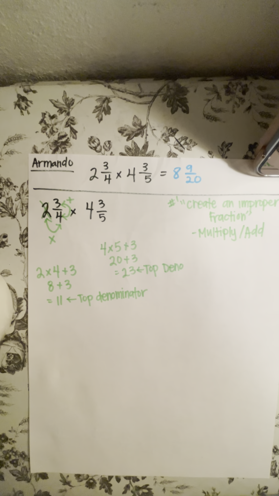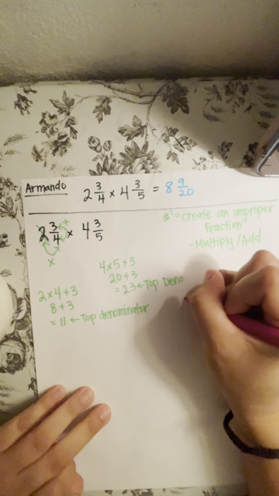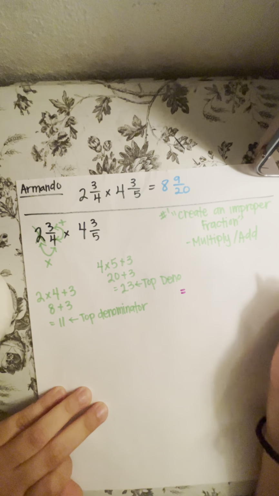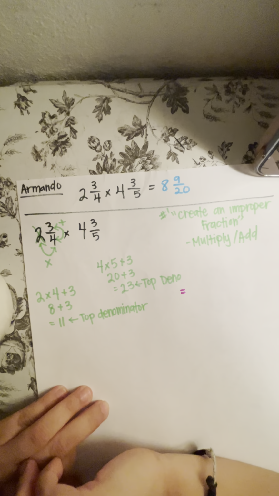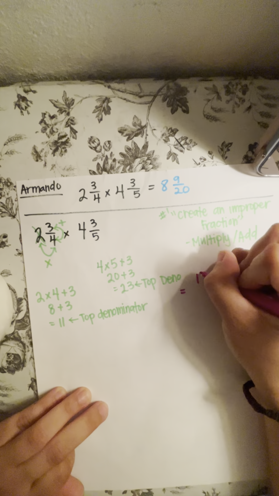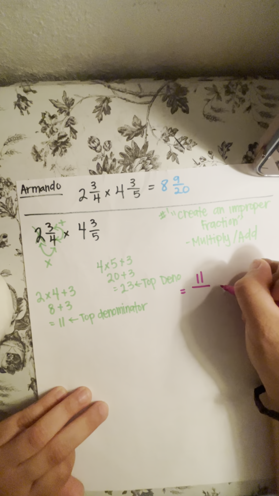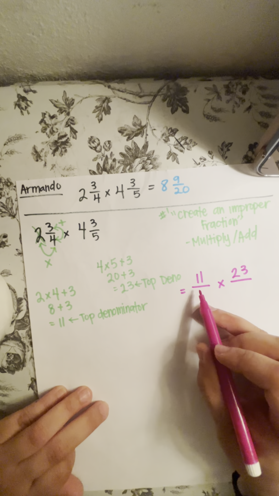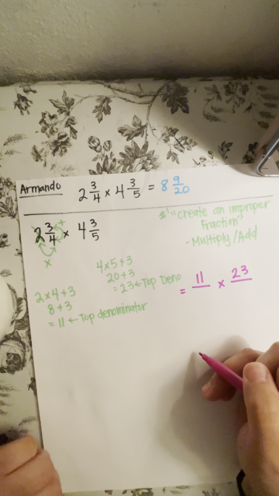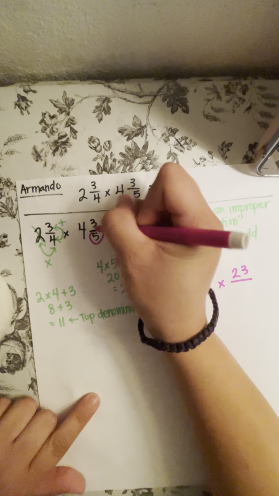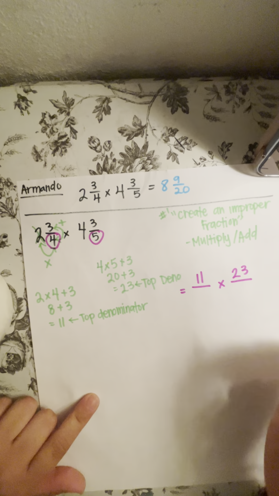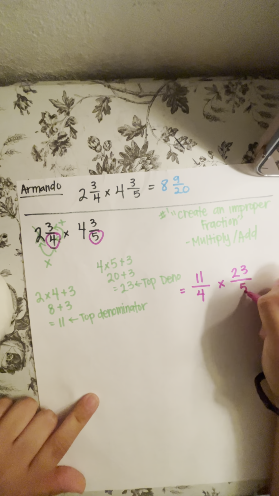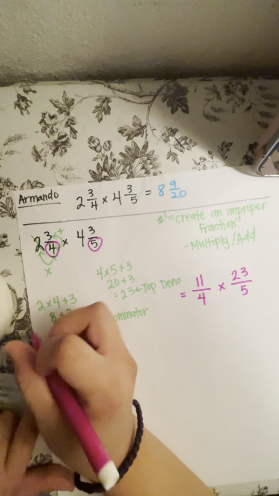Now our next step comes to rewriting the equation. So let's rewrite the equation. Let me grab a different color to show you. So first, our top denominator for the first equation will be 11 over, we'll leave that blank for now, times 23 over. So remember, when we're creating an improper fraction, we're going to borrow the bottom denominator. So 4 times 5. And let's rewrite it over here.